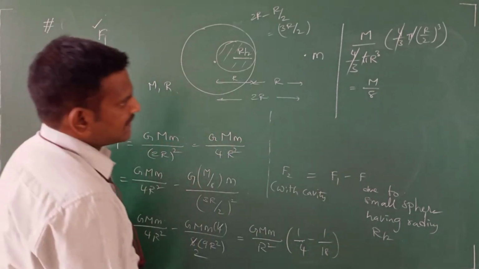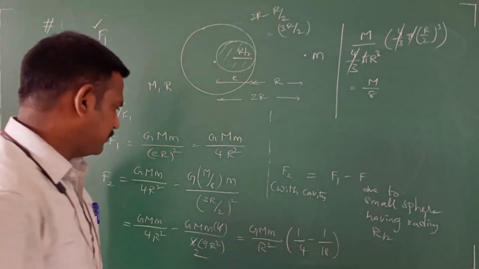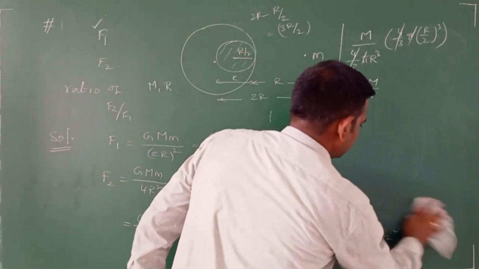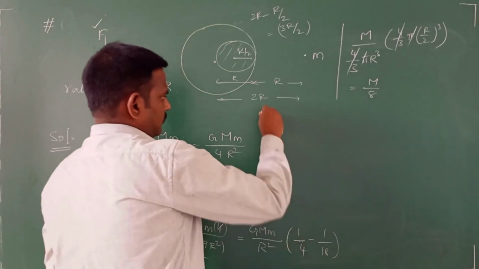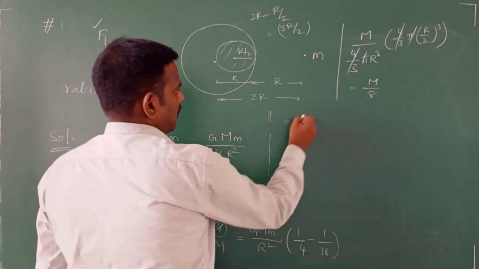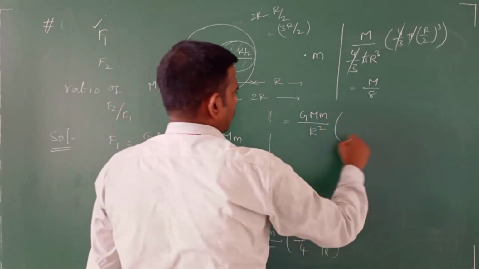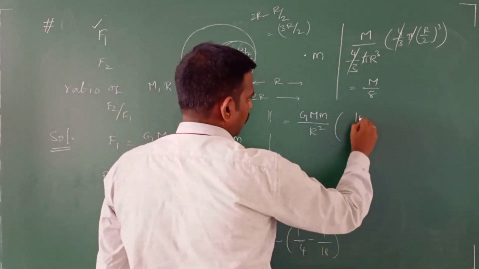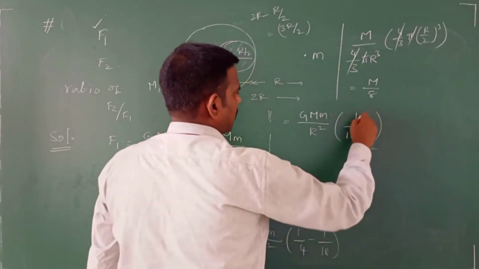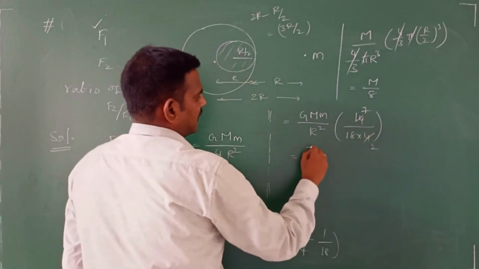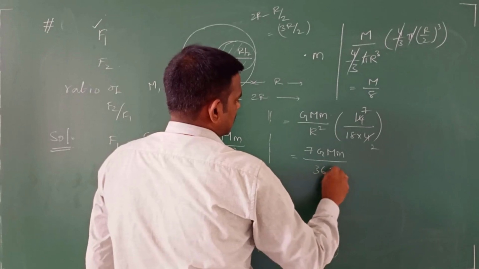So from this one let us simplify this thing. You have all understood this one. Simplification we are going to do now. If we simplify this one, we will get GMm by r square times of 18 minus 4, 14 divided by 18 into 4, right? So 2 2s are, 2 7s are. So totally how much you will get? 7 GMm divided by 36 r square.